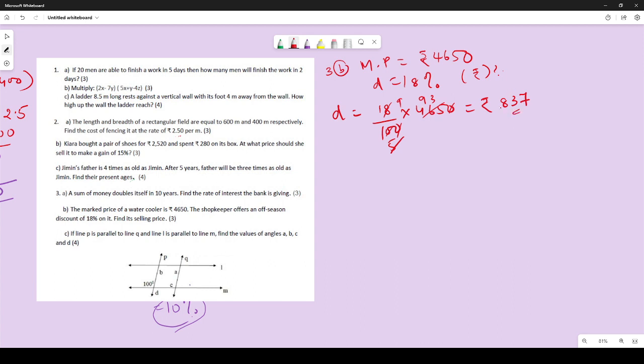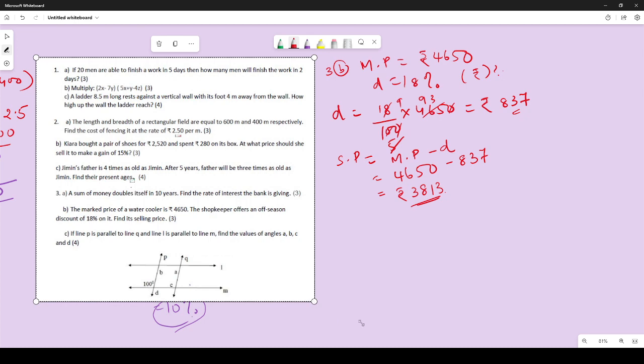This is the discount. So the selling price should be marked price minus discount. So 4650 minus 837. This will be equal to rupees 3813. This will be your answer, right? Now let us take up the very last question, and I will do it over here.